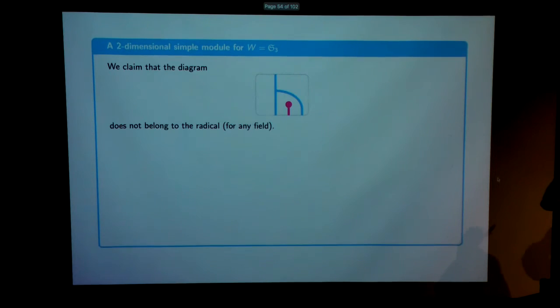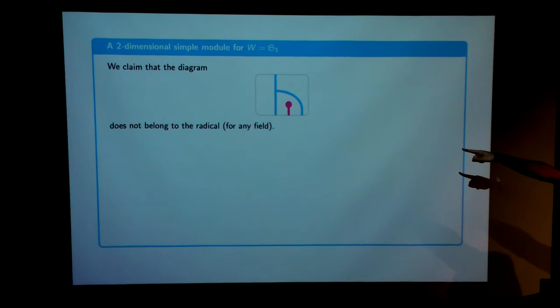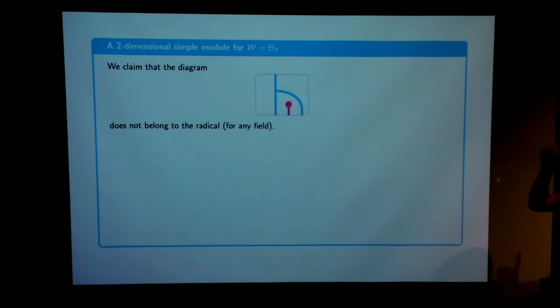Okay, let's prove it. We claim that this diagram does not belong to the radical. In fact, it belongs to that two-dimensional simple head. Now, let's do the bilinear form and see if I'm right. And remember, over any field, so we need this to be like 0, or at least have no prime divisors. I guess which means 1.